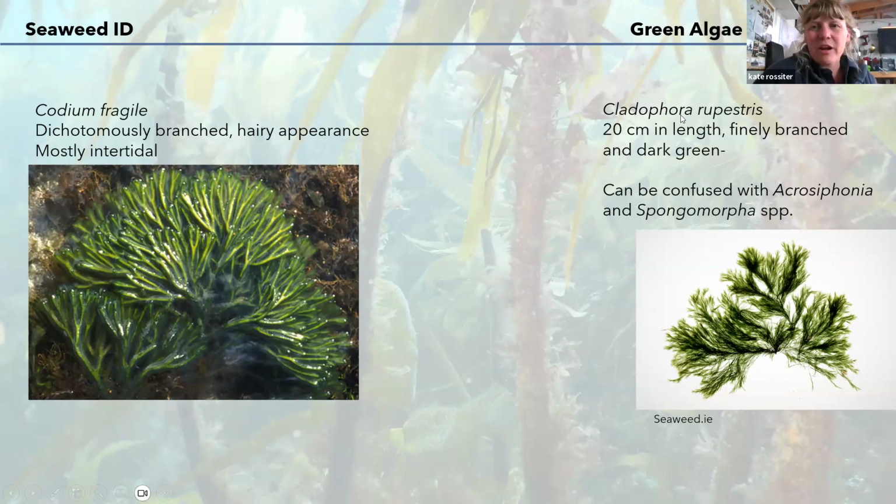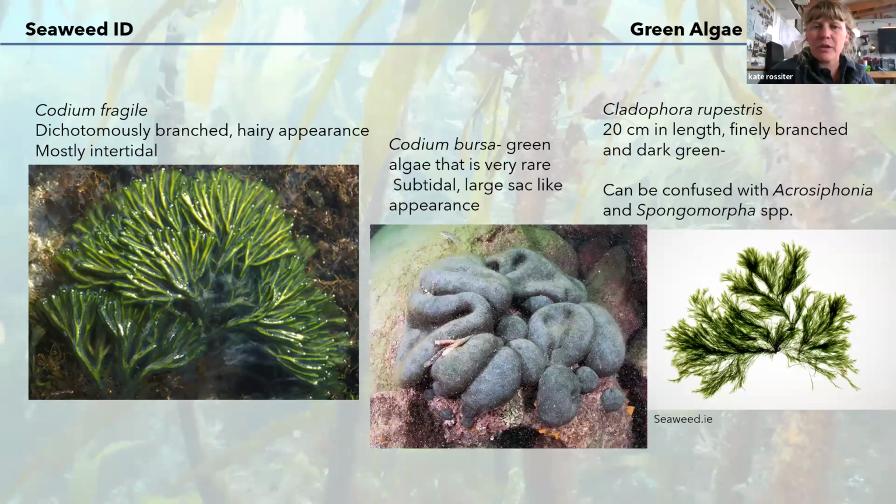And then we have Cladophora rupestris. This looks like Grinch fingers, I think. The way it moves, it's very like green fur, maybe Oscar the Grouch. And this could be confused with Acrosiphonia or Spongomorpha. But if you collect it and bring it in for the key, it should pretty much stand out, the Cladophora species. And then we've seen Codium bursa.